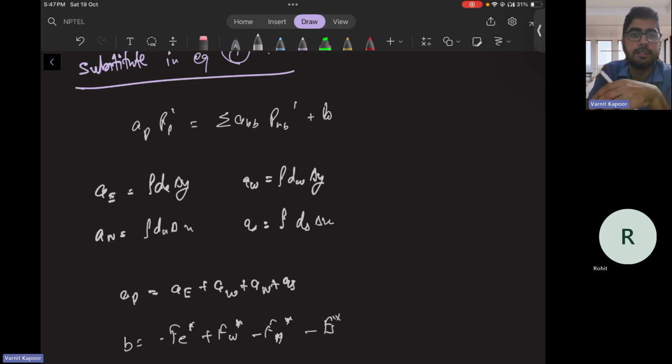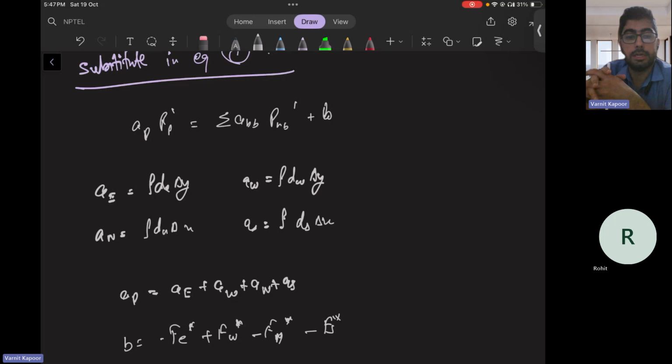We start off with guessing the velocities and the pressure at cell centroid. That is UP star, VP star, PP star. In addition to that, you will also guess the U and V at the east and north faces. Only the velocity on the faces, because that is the only velocity you will store, not the pressure, in calculating the stars.